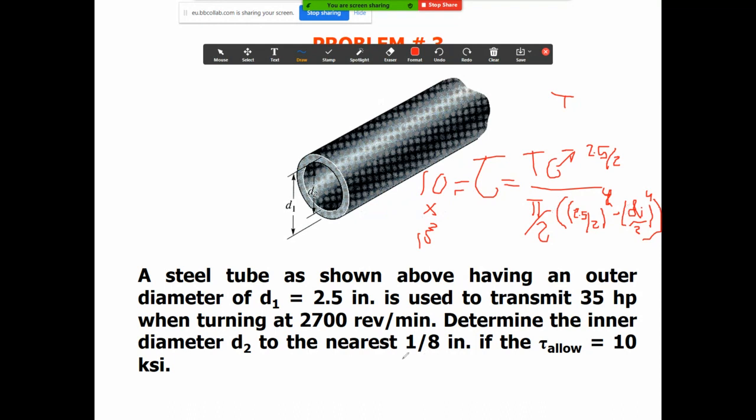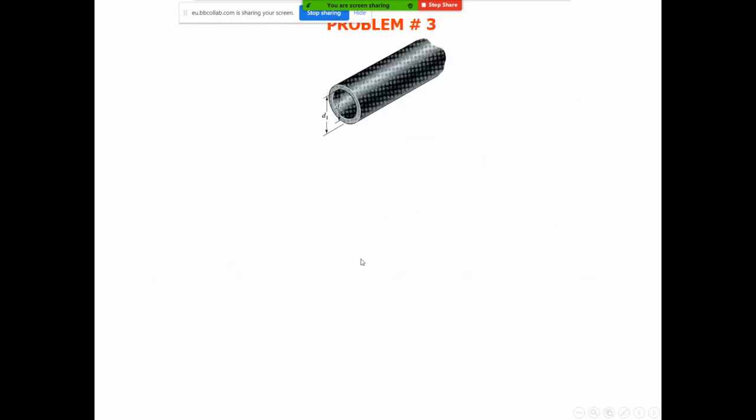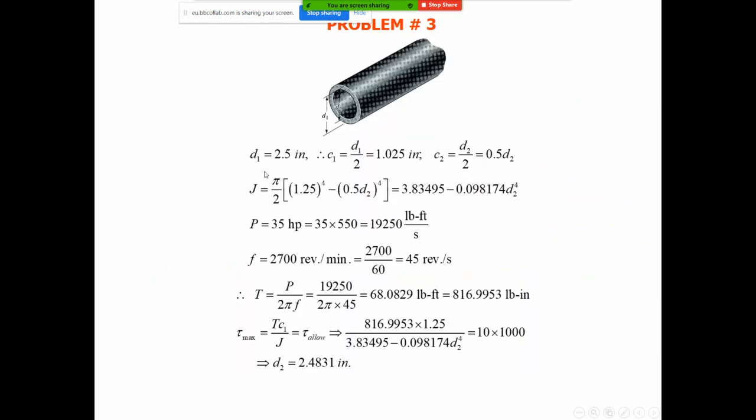Once you get it, you can round it to what? 1 over 8 if it is less than 1.125. But if it is greater than 0.125, you can round it to 0.25 and so on. So this is what I need you to understand. The power will be converted. This is just the outer diameter. The c that you will calculate in the torsion will be this one. This is the c2, based on the inner diameter. This is the J like that.